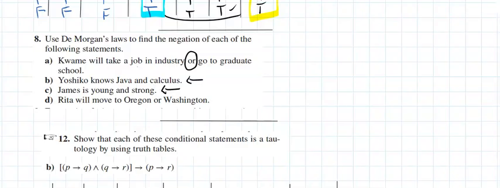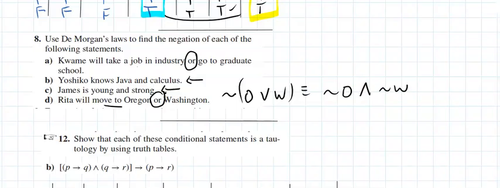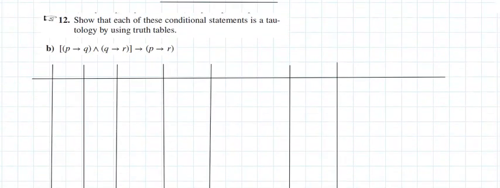D. Rita will move to Oregon or Washington. The negation of that, Rita will not move to Oregon and will not move to Washington. So remember, if it's Oregon or Washington and you want the negation of that, then that's going to be the equivalent to the negation of O and the negation of W. Just saying.